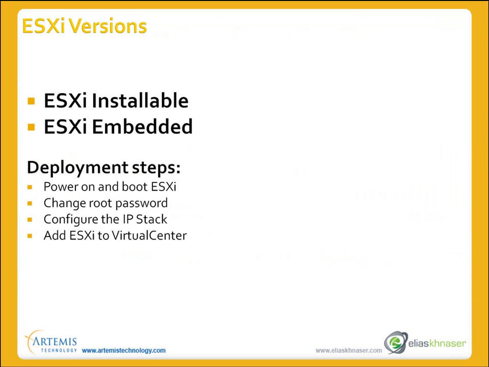So if we move forward with this presentation, let's take a look at the different versions you have with ESXi. You have ESXi Installable, which basically means that you can download the media from VMware and, if you have a server, you can install ESXi on that server. ESXi has a very small footprint. It's a 32 meg footprint, so you can see how quickly you can install or deploy ESXi Installable on a server that's going to meet your minimum hardware requirements.